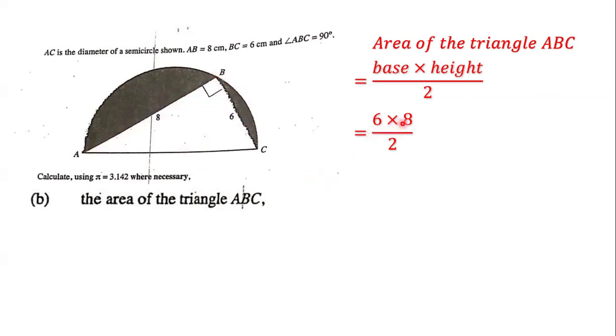So that's going to be 6 centimeters times 8 centimeters, which is going to be 48 centimeters squared, divided by 2, which gives us 24 centimeters squared. So again, 6 centimeters times 8 centimeters gives us 48 centimeters squared. We divide that by 2 and we get 24 centimeters squared. And so that is the area of triangle ABC.